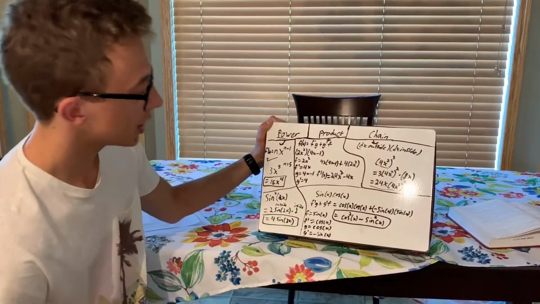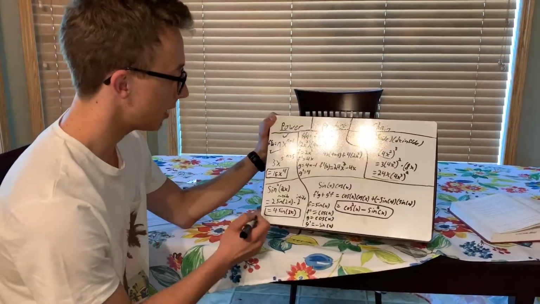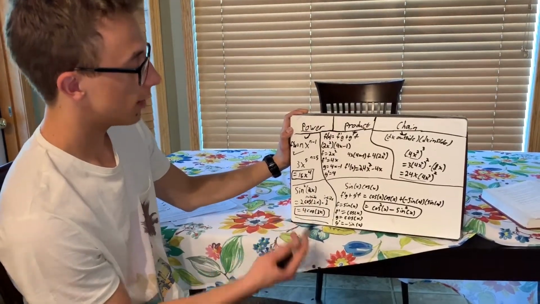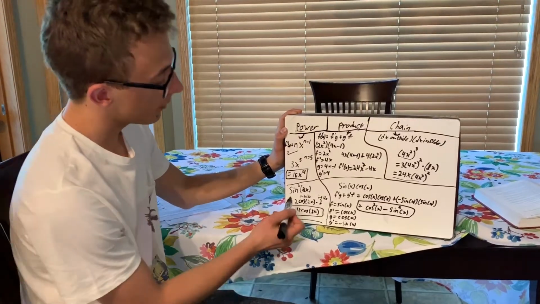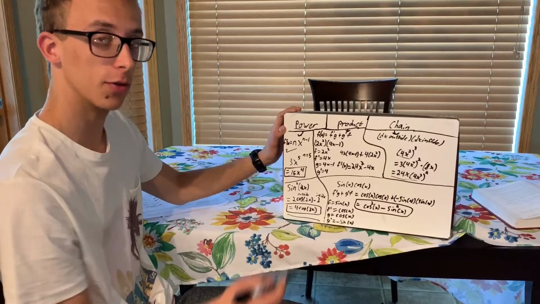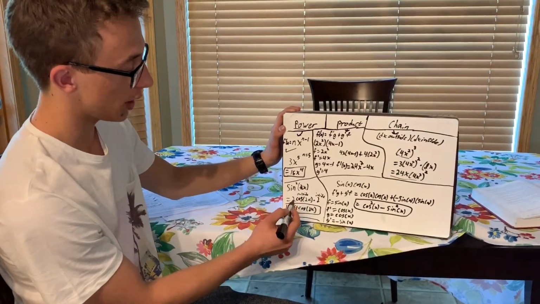So a combination of power and chain law is seen here. On the bottom left-hand side of it, we have a mix of chain, power, and trig derivatives as well. So we have our initial equation of sine squared 2x, our angle being 2x. And so we have our outside function of sine squared.